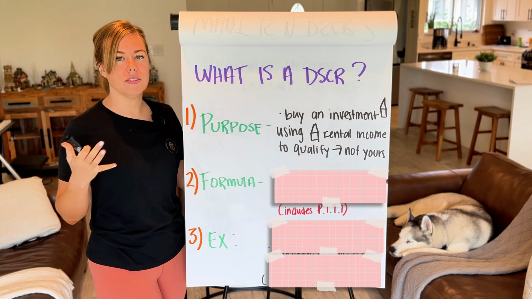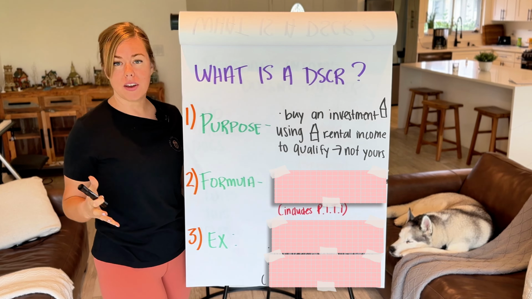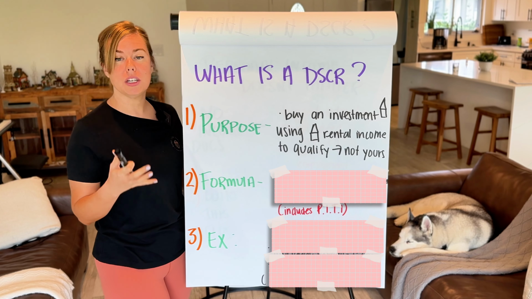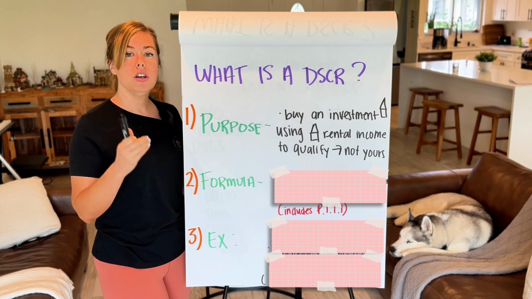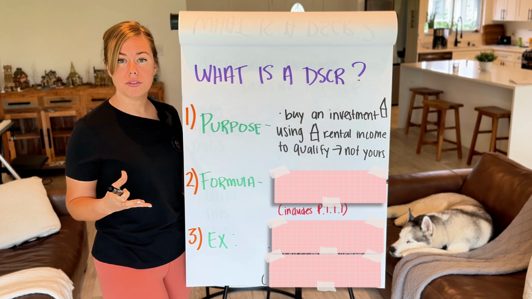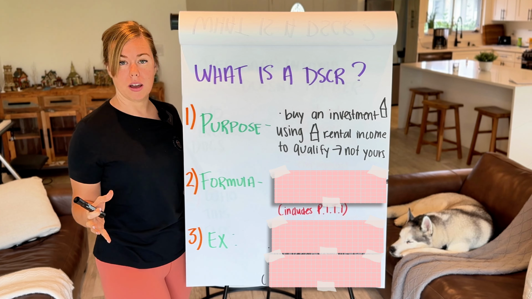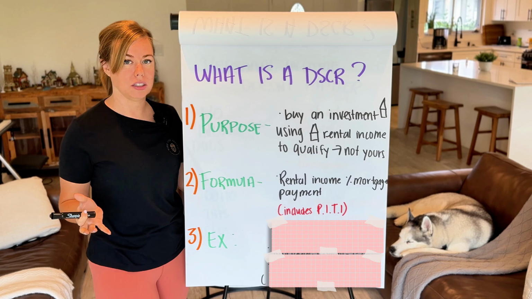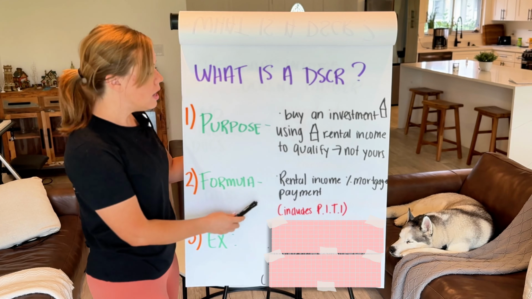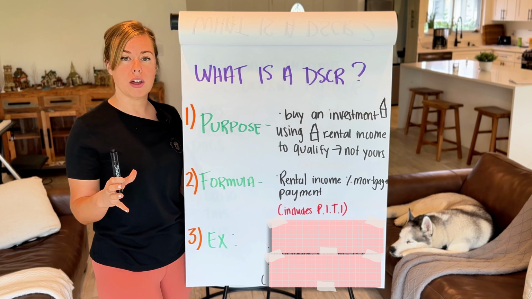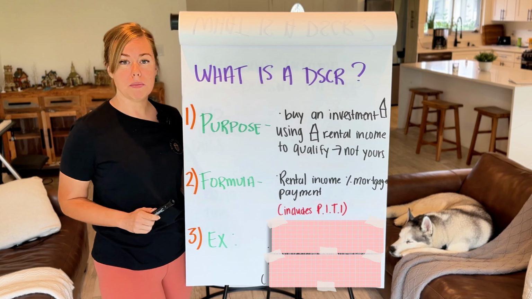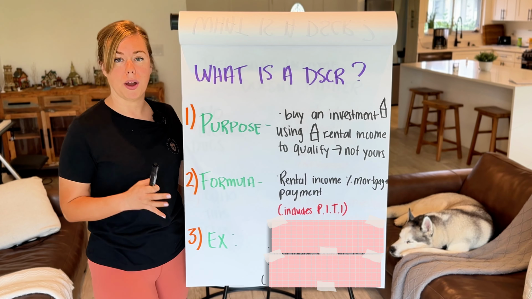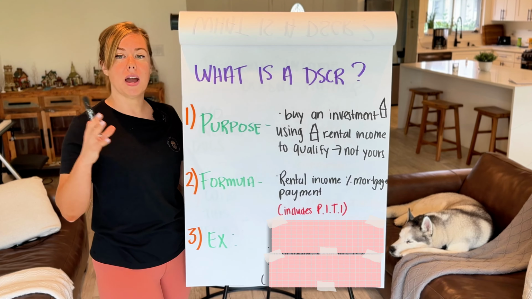So the whole purpose of this loan is to buy an investment property, and you're using the rental income for that specific property to qualify, not your personal income. So the property itself must qualify as long as the rental income at the very least covers the mortgage payment. And here's the formula that the banks use to determine if this will work or not. They're going to take the rental income for that property, divide it by the mortgage payment, which needs to include everything, property taxes, insurance, HOA, out the door, and that gives them a ratio.